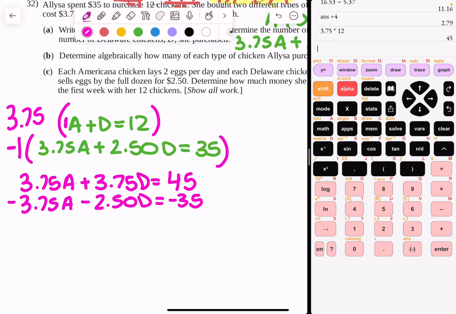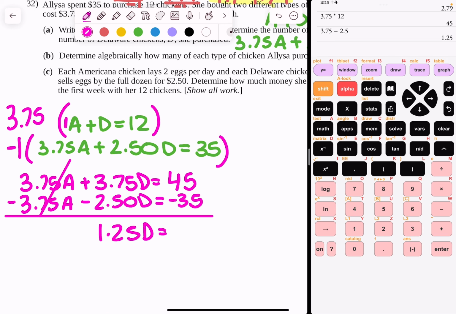Good. Now let's add these equations together. The a terms would cancel out. Then 3.75d minus 2.50d is 1.25d, and 45 minus 35 is 10. We do 10 divided by 1.25, and we find that the number of Delaware chickens is 8.